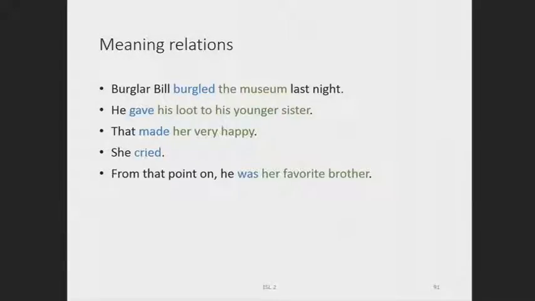Now, these green things, these are the obligatory parts, right? I cannot just say, he gave. I need both the loot and I need the sister. I cannot just say, that made. I need somebody and I need something that she then is. He was alone is maybe a bit philosophically existential, but we would expect something to come after. These obligatory bits are different from the non-obligatory bits, things like last night or from that point on. These we want for information purposes, so it's not like we can just leave them out, but for grammatical purposes, we can leave them out.